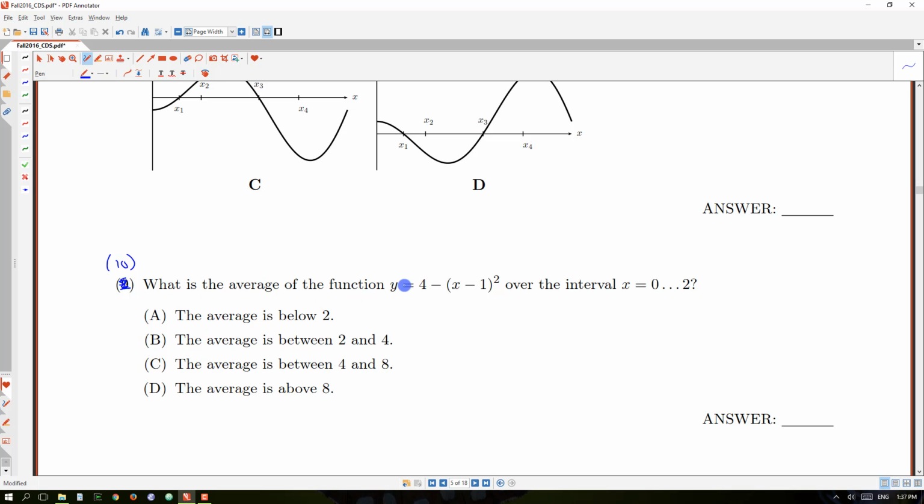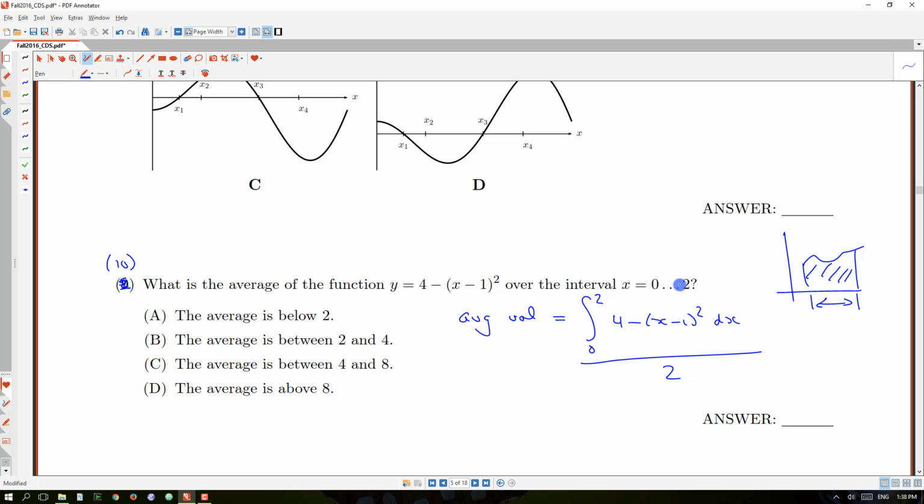The last question students requested in the check-in poll was question number 10, and here we're asked to find the average value of a function over a given interval, and that we can pull out the formula for that average value, which says take the integral of the function itself. That gives an area. Whatever that graph looks like, we find the total area, and then we divide by the width of the interval. So all of that over 2 if we're doing an interval from 0 to 2.